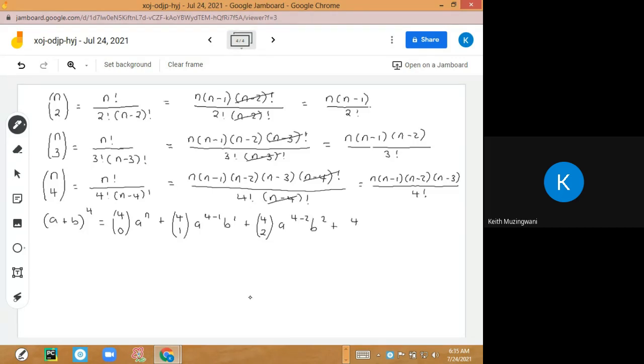It will be 4 choose 3 a power 4 minus 3 b power 3. It will be 4 choose 4 a to the power 0 b power 4. Okay, then what have we said? We've said that n choose 0 is just 1, so 4 choose 0 is just 1. So here we're supposed to put the actual n, which is 4. So here we'll have a power 4.